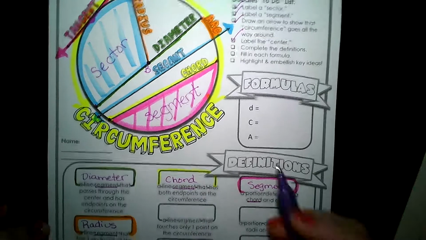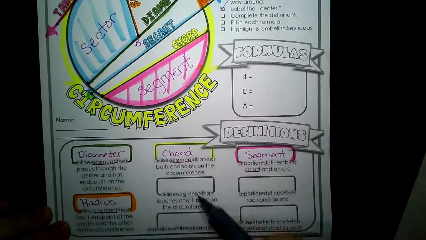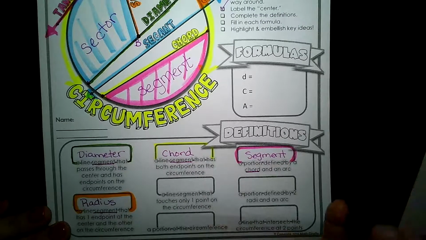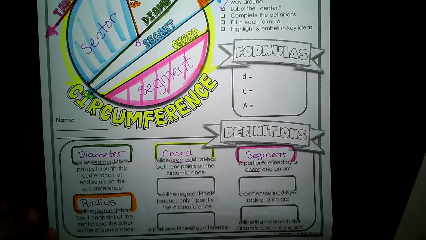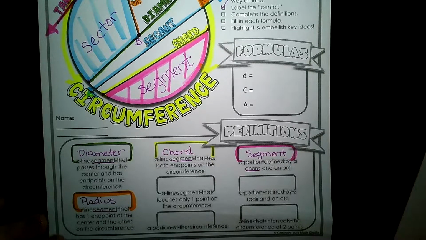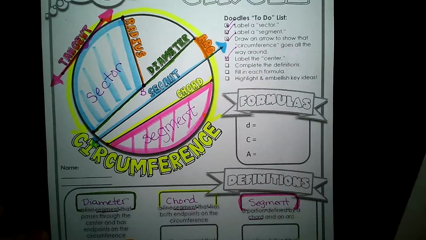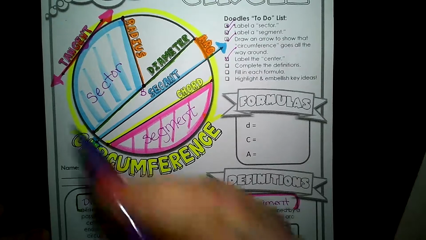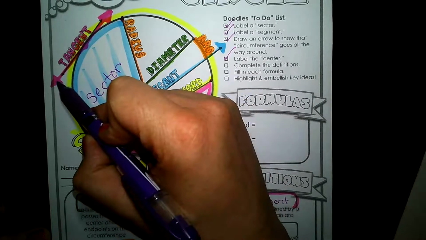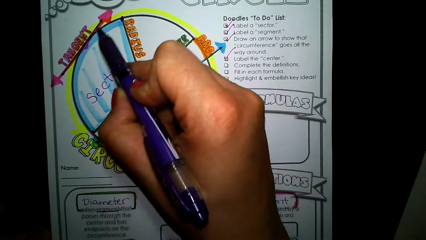All right, here in the middle, a line segment that touches only one point on the circumference. Well, I think I already disagree a little bit with this definition. Let's take a look at our picture. Only touches one point on the circumference. That's going to be your tangent, the tangent that just skims right on by.